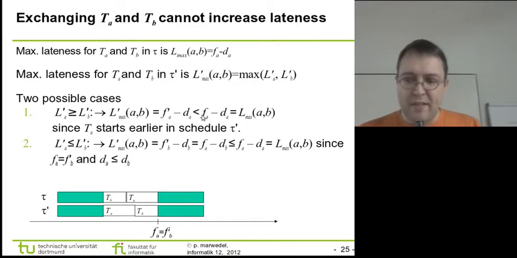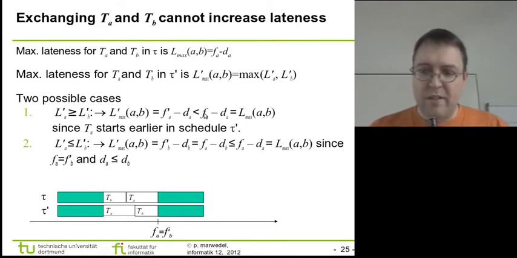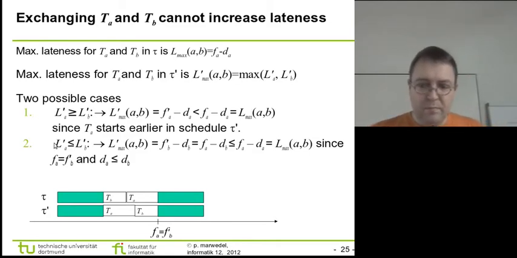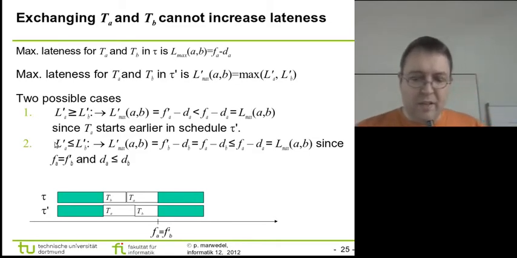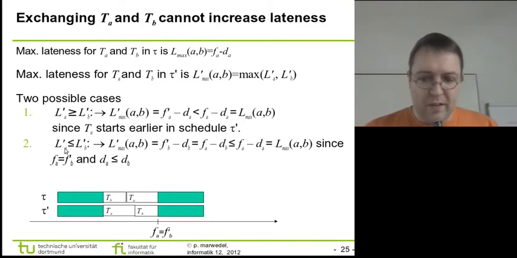And this is less than the finishing time of A in the original schedule, since we moved A in front of here, minus the deadline of A, which is the maximum lateness of AB. On the other hand, it might be the case that the new lateness of A is less or equal than the new lateness of B.